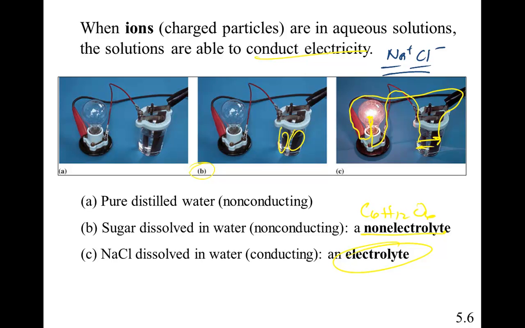All right? So electrolytes are substances that form positive and negative charge carriers that we generally call ions that shuttle electrons back and forth between electrodes and allows the conduction of electricity. Non-electrolytes do not produce positive and negative ions or charge carriers, and therefore cannot shuttle electrons back and forth between the electrodes, and therefore do not conduct electricity.